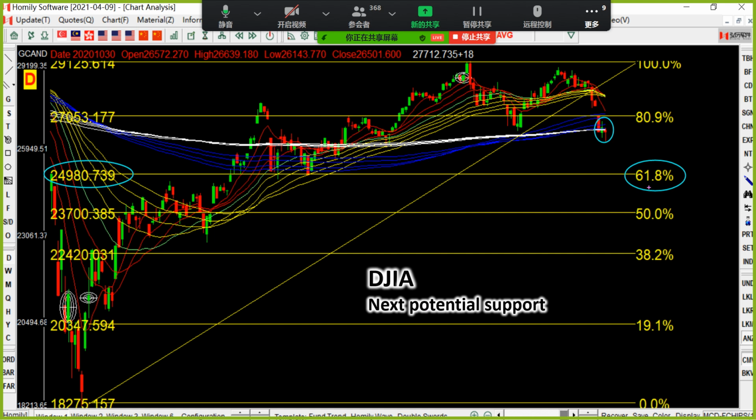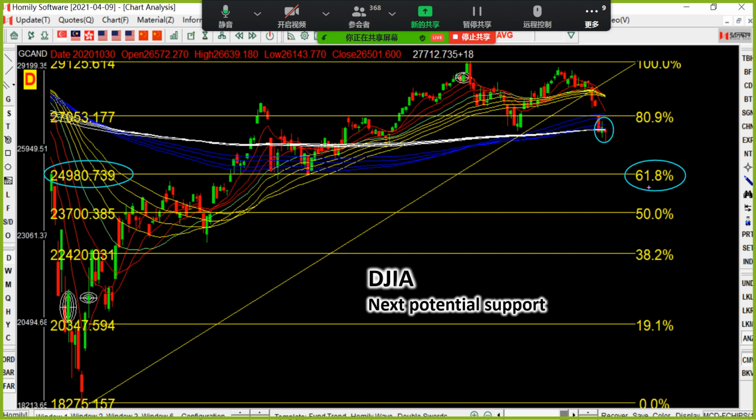So it depends on what happens in the next few days, because if Trump wins the election, will the market go up or also drop down? And if Biden wins the election, how about the market?